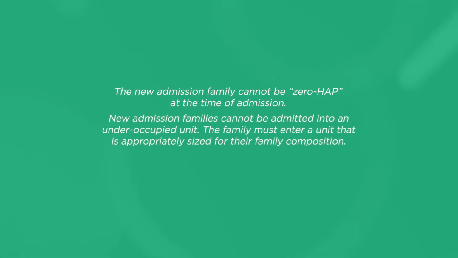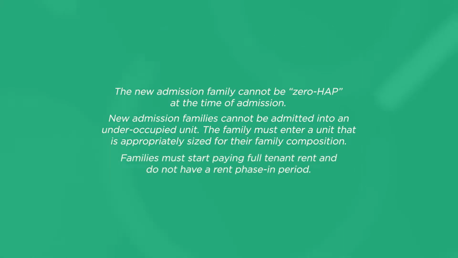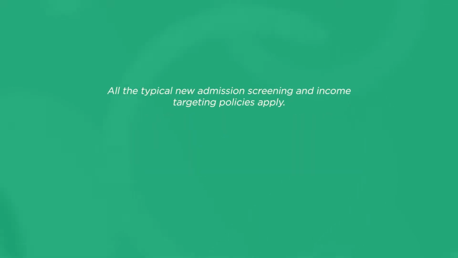New admission families cannot be admitted into an under-occupied unit. The family must enter a unit that is appropriately sized for their family composition. Families must start paying full tenant rent and do not have a rent phase-in period. All the typical new admission screening and income targeting policies apply, and the EID waiver does not apply to new admissions.